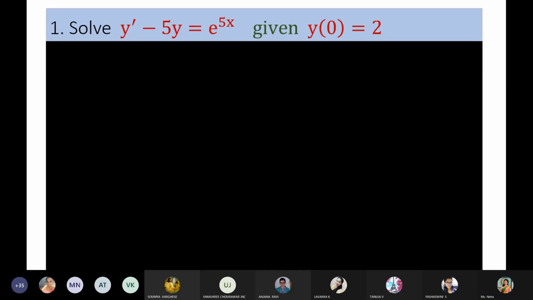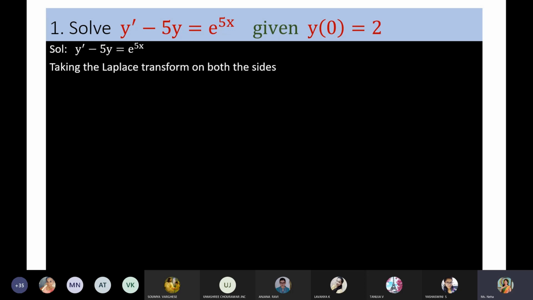Now we'll see how to solve it. My question is y dash minus 5y is equal to e to the power 5x. And what is given to us? y of 0 is equal to 2. So first, what will we do? Always remember, in a differential equation, the first step is taking the Laplace transform on both sides. Apply L on both sides. So L of y dash minus 5y is equal to L of e to the power 5x. So the first step is you will apply the Laplace transformation on both sides.